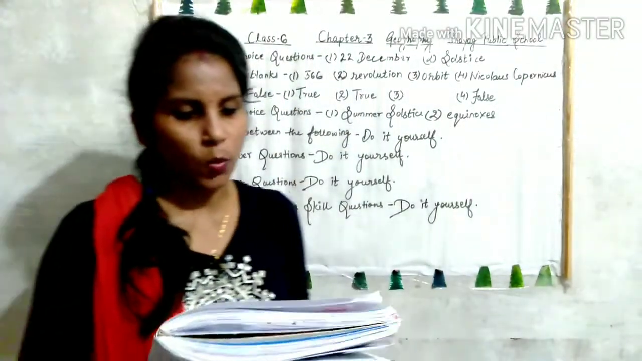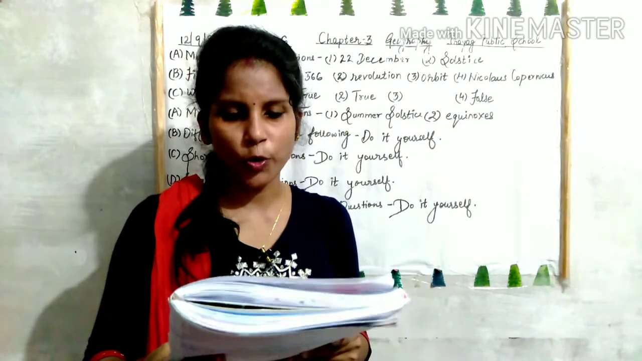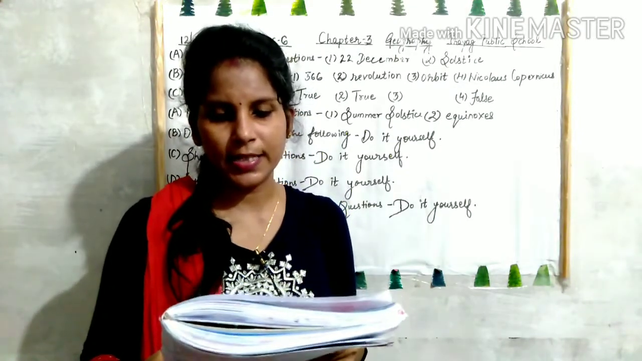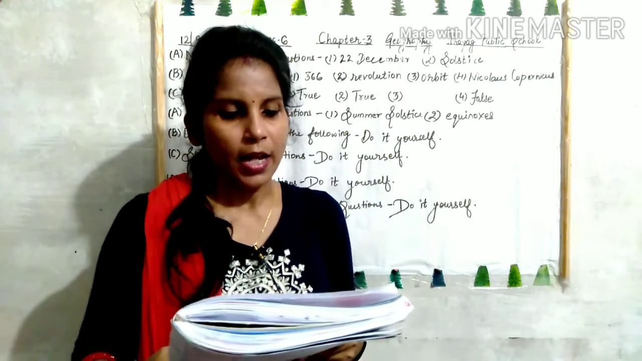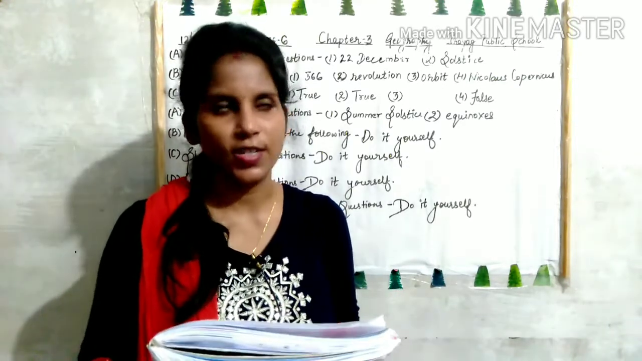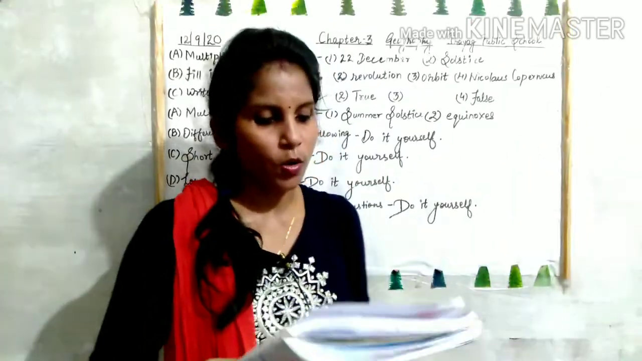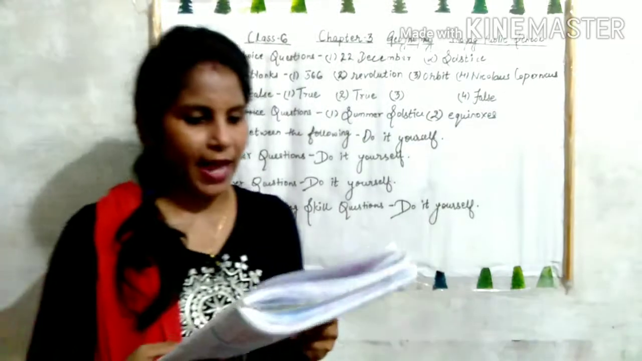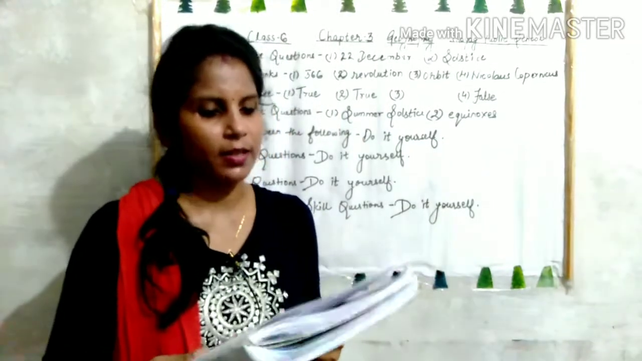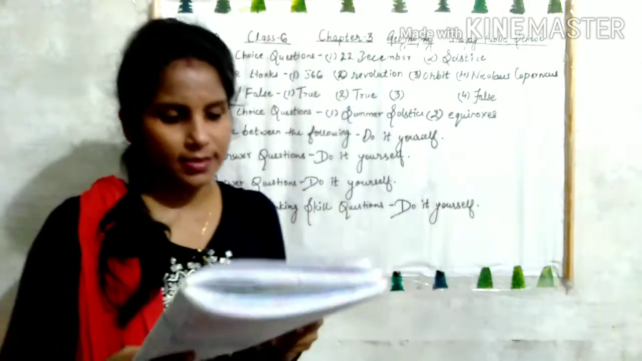Okay, now second, the position of the earth in its orbit on 21st June and 22nd December is called, options are aphelion, rotation, solstices. So the right answer is solstice. Okay, then question B, that is fill in the blanks. First one, a leap year has dash days. So the right answer is 366.